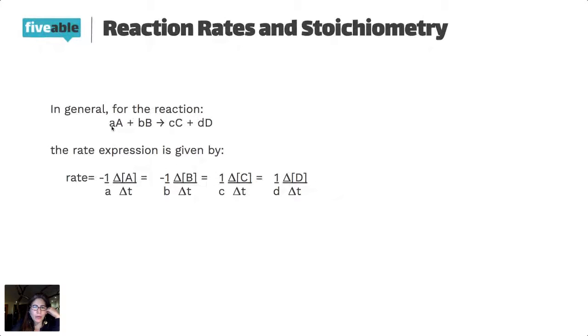So for example, if we use stoichiometry for the reaction rates, in general for a reaction, the lowercase letters represent the stoichiometric coefficients, and the capital letters will be the substances. In this case, we have A and B as reactants and C and D as products with their proper coefficients. The rate expression is given by the reciprocal of the coefficient, and again, the rate of the change of concentration to the change of time. Notice how the reactants are negative because they're disappearing, right? You have less reactant each time as time passes, and the products are being created. That's why they are positive values.